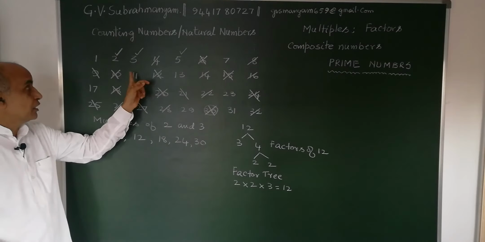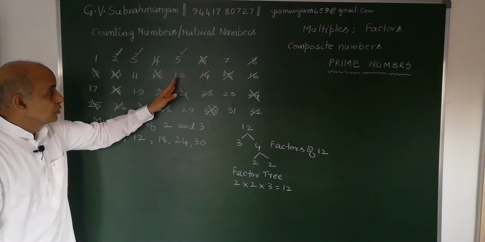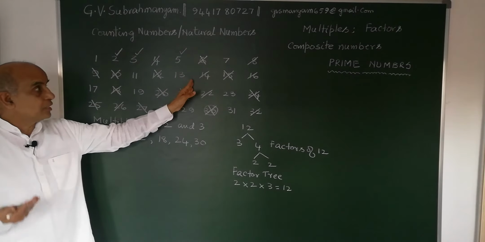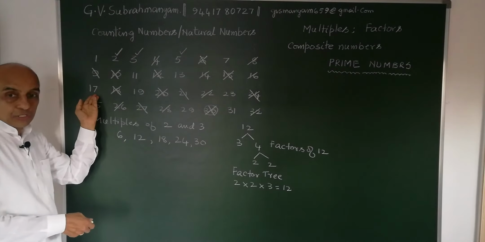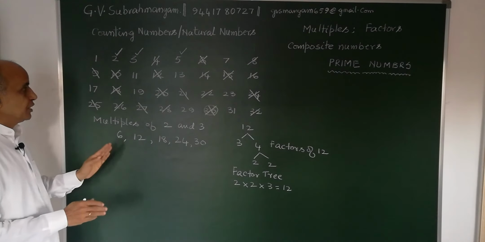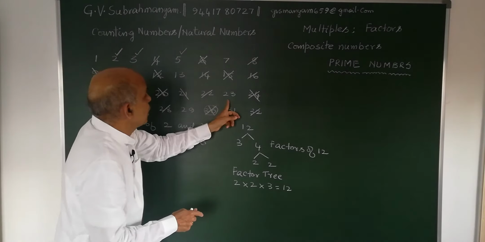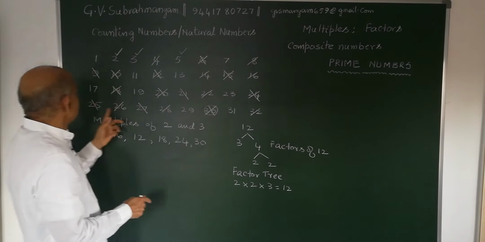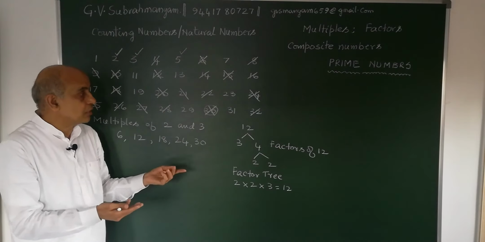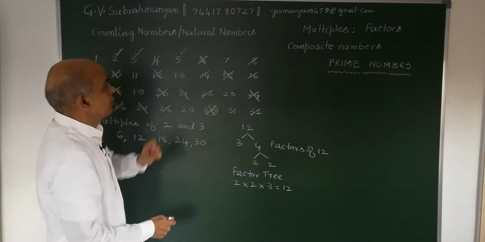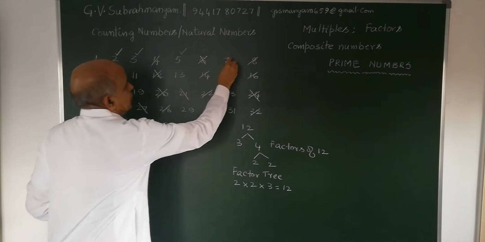11 also, the same thing. 11 into 1 is 11. No other factors. 13 also, 13 1s are 13. No other factors. Okay. Then 17 also, the same thing. 17 1s are 17. 19 1s are 19. 23 also, no other factors. Right? 29 also, no other factors. 31 also, no other factors. Why? Because you see 5, then the next number 7.